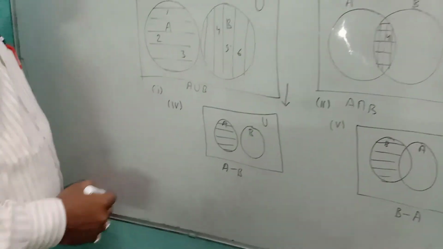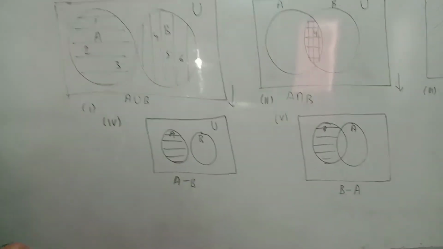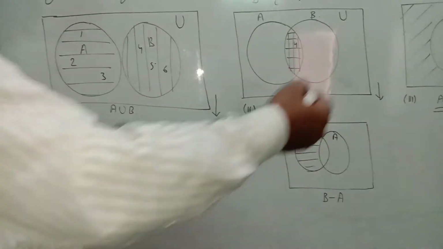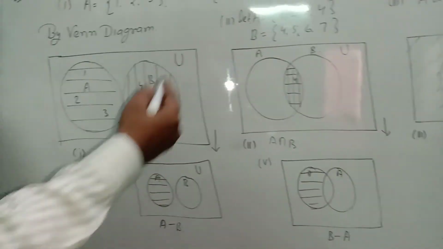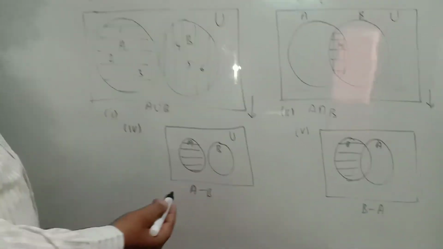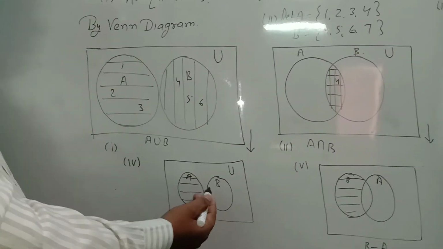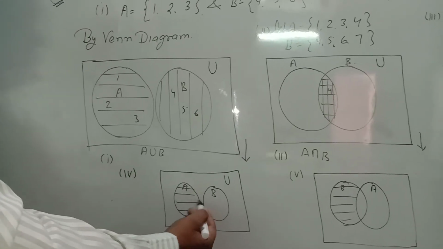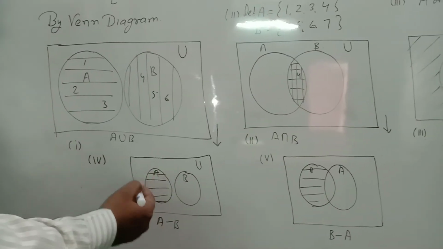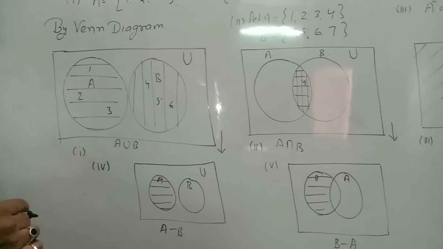Next is A difference B. A difference B, just like the definition, U difference A. In A difference B, the elements of set B are blank and set A is remaining.